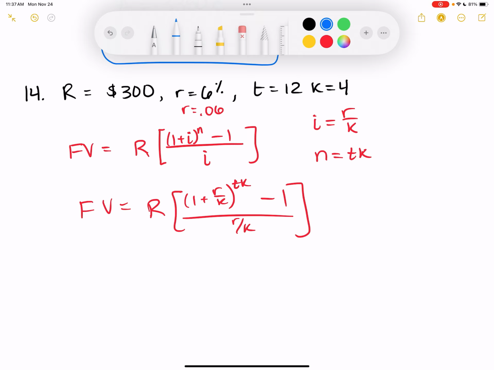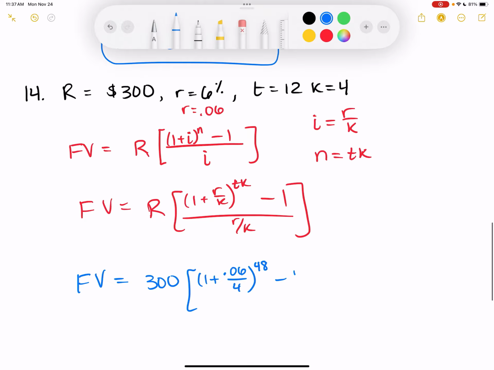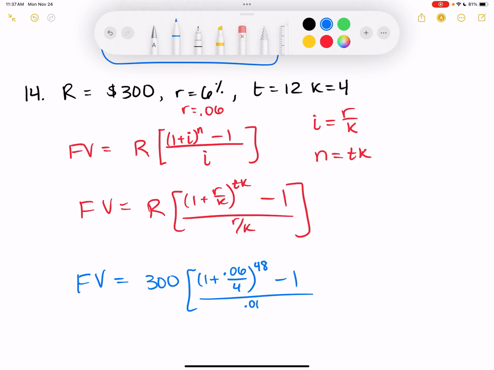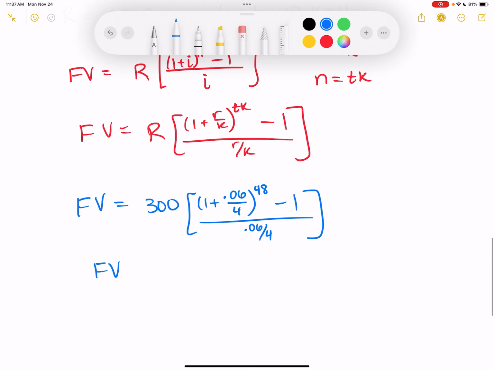So, future value for this particular problem is 300 times 1 plus 0.06 over 4 raised to the 48, because 4 times 12 is 48, minus 1, all over 0.06 over 4. I got 20,869.57. Good. I want everyone to attempt to do that one on your calculator.